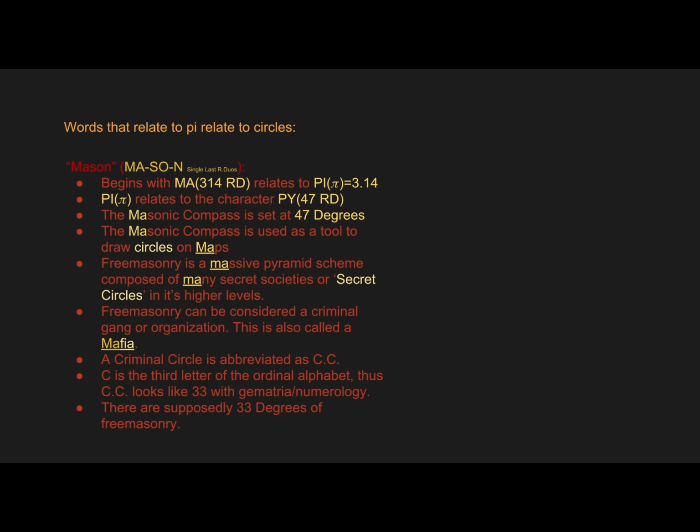The Masonic compass is set at 47 degrees. The Masonic compass is used as a tool to draw circles on maps. Maps are ways to navigate the Earth, which is a sphere. And circles and spheres both need the concept of pi when we're calculating them.